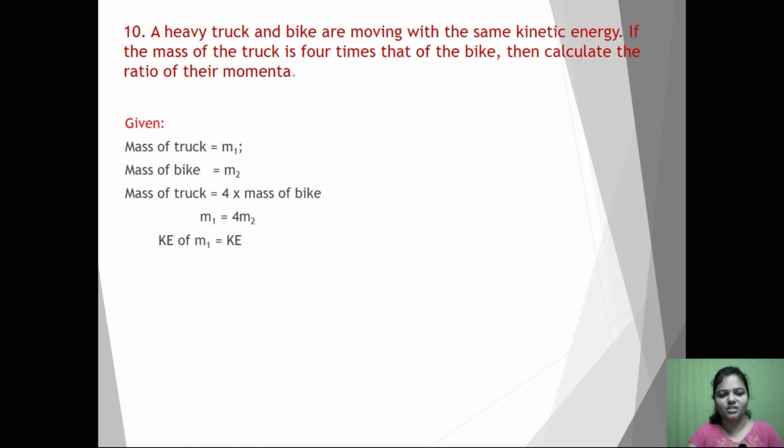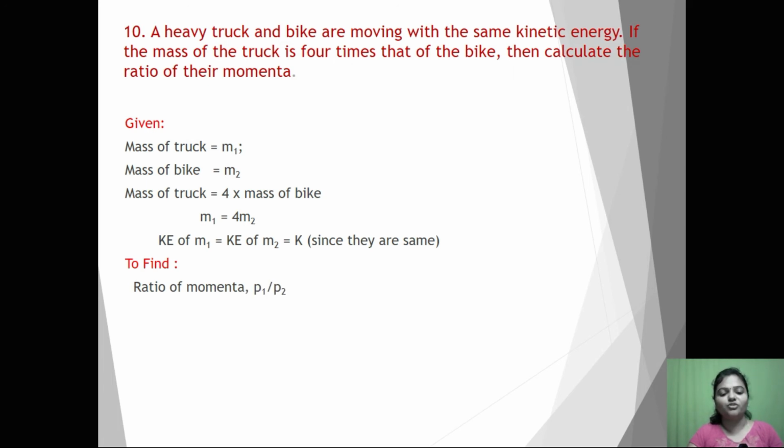The next point which is given is that their kinetic energies are the same. So kinetic energy of M1 is equal to kinetic energy of M2, which is equal to K. Since they are the same, we write it as K. We have to find the ratio of their momenta, that is P1 divided by P2.